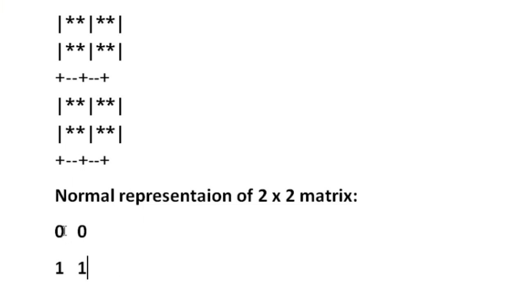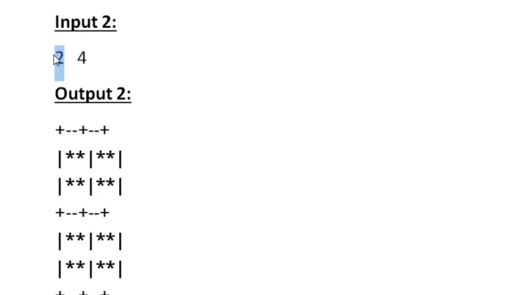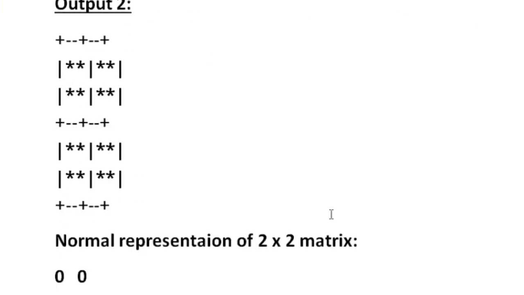As per the question, in every part we have to print an n cross n matrix. So the value of n is 2, given in the question. So in the first part we have to print a 2 cross 2 matrix with asterisks.